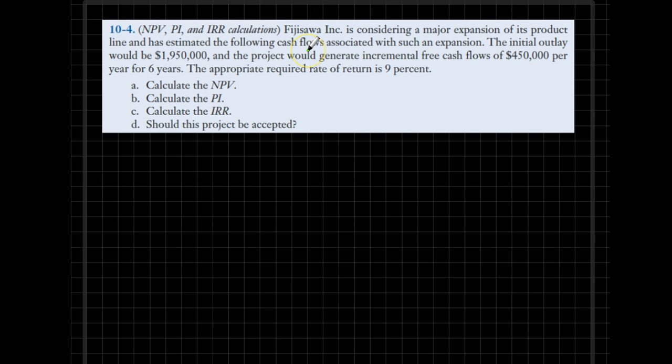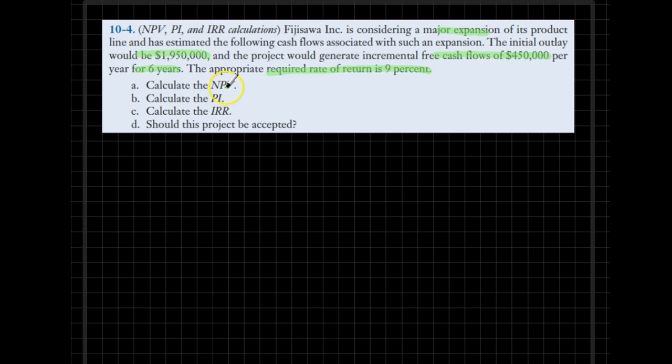So let's highlight some of the givens in the problem. A company is considering a major expansion, and that expansion will generate significant cash flows for the firm. The expansion requires a $1.95 million initial investment, and in return, for the next 6 years, the project will generate $450,000 of free cash flows. If the required rate of return is 9%, is this a good project for the firm?